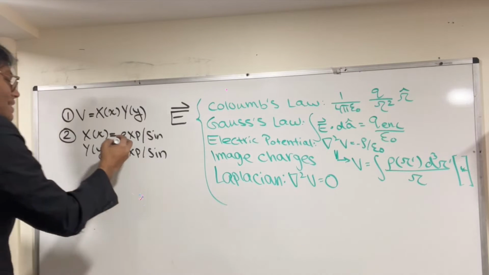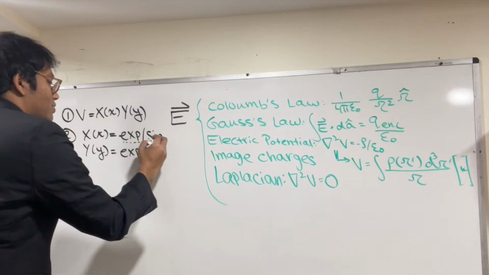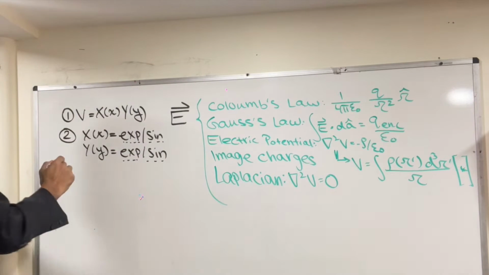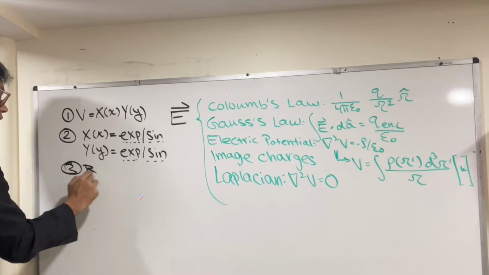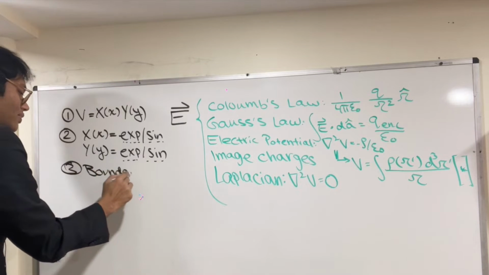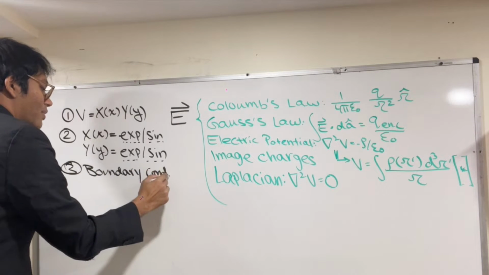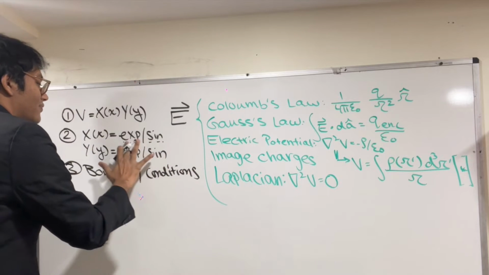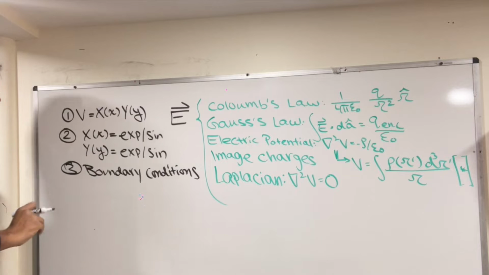So we have to decide, is x going to be exponential or sine? Is y going to be exponential or sine? And we had to decide that based on our boundary conditions, right? So you always have to write down your boundary conditions for these problems. And based on that, you can decide what kind of function x and y are going to take on.